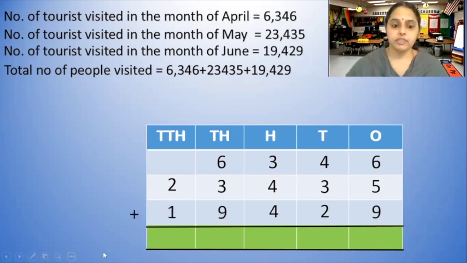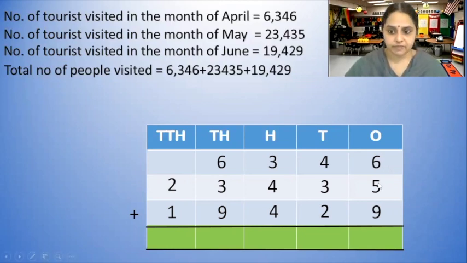And which arithmetic operation are we doing? Addition. So I put a plus symbol. Then from where do we start adding? From which place do we start addition? Always from the ones place. We will always add from the ones place.